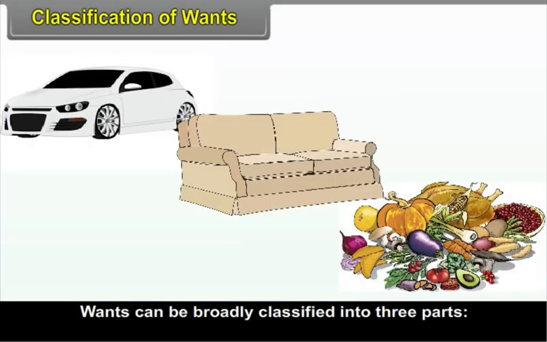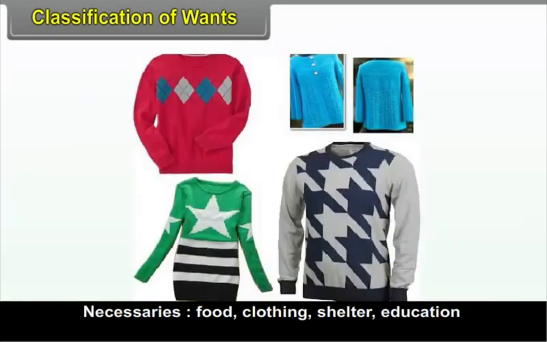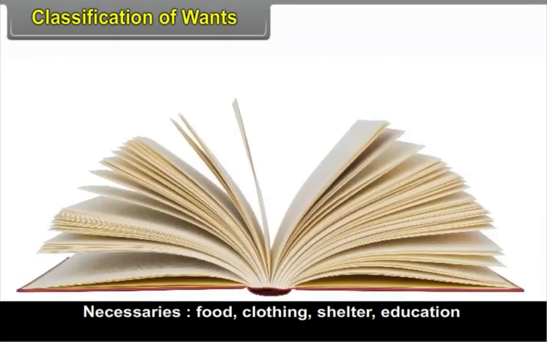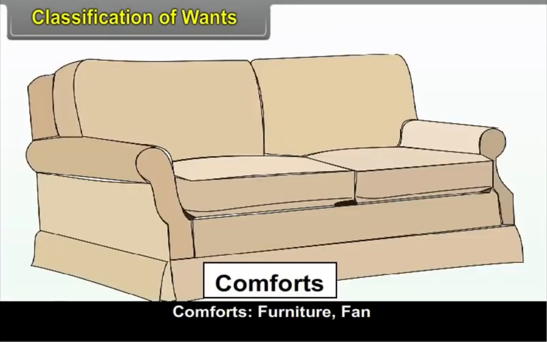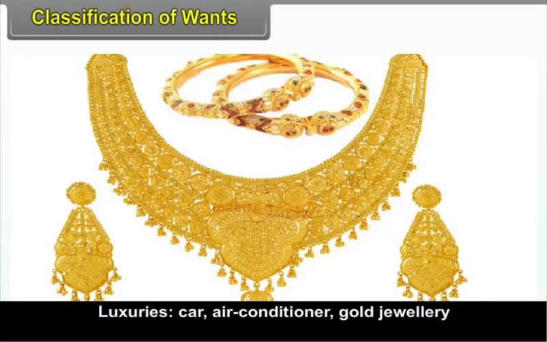Classification of wants. Wants can be broadly classified into 3 parts. Necessaries, like food, clothing, shelter, education. Comforts, furniture, fan. Luxuries, car, air conditioner, gold jewelry.